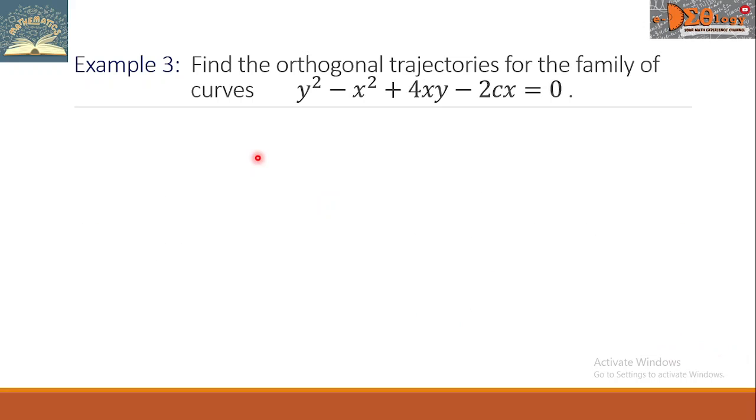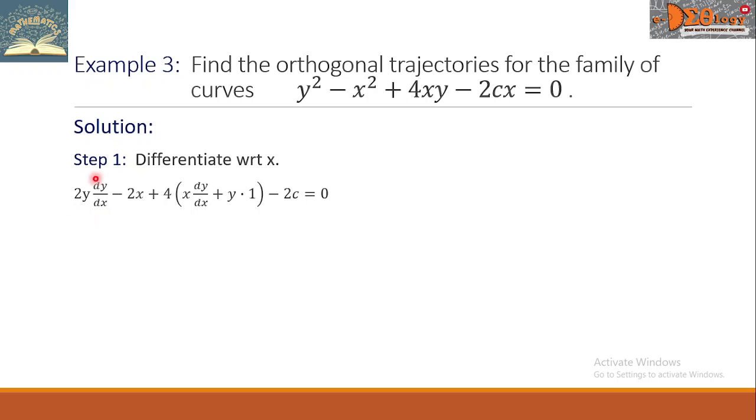Example 3. Find the orthogonal trajectories for the family of curves y squared minus x squared plus 4xy minus 2cx equals 0. Step 1. Differentiate with respect to x. So we have 2y times dy over dx minus 2x plus 4 times the quantity. For this 4xy, we're going to apply the product rule in here.